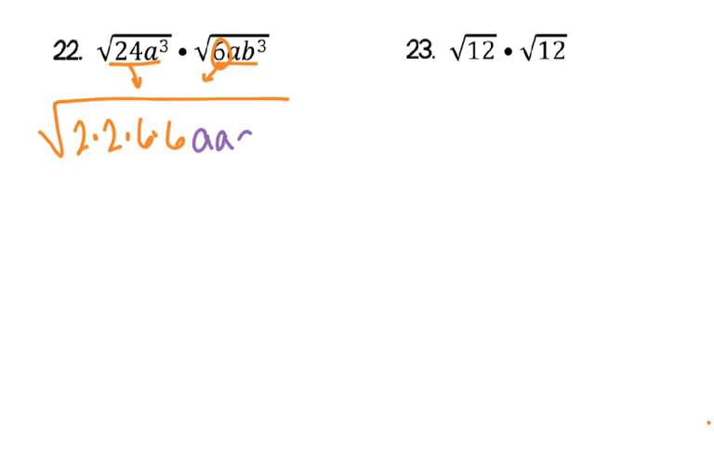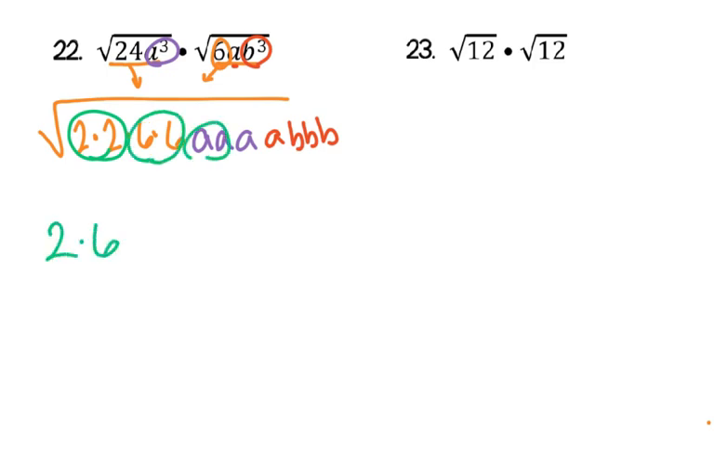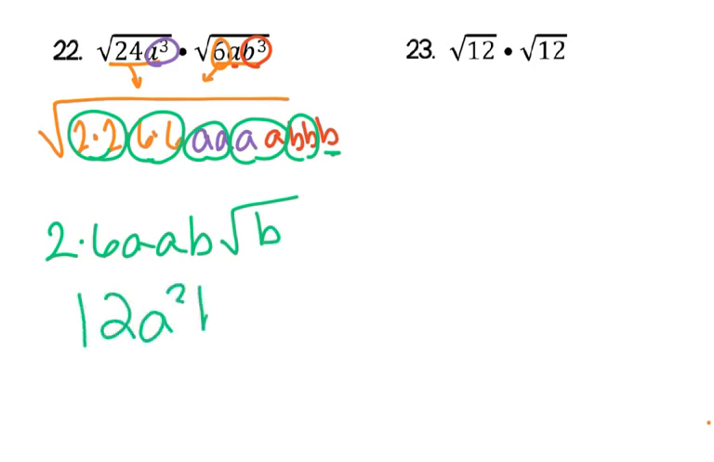A to the 3rd power, and that's from right here. And then I've got A, and then I've got B to the 3rd power. So now look for my pairs. I've got a pair of 2s, a pair of 6s, a pair of A's, another pair of A's, a pair of B's, and this guy is left under there. So I'm going to be left with 12a to the 2nd b times the square root of b. And that would be my simplified answer.